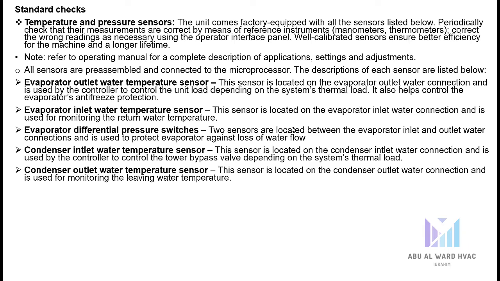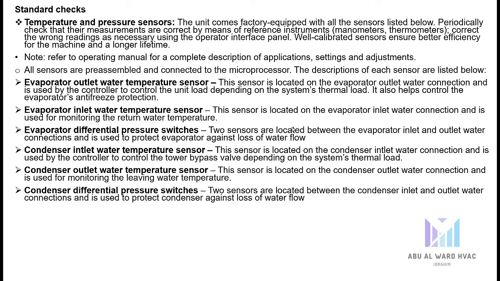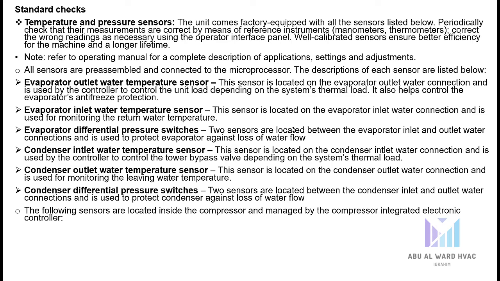We have the condenser outlet water temperature sensor. This sensor is located on the condenser outlet water connection and is used for monitoring the leaving water temperature. We have the condenser differential pressure switches. Two sensors are located between the condenser inlet and outlet water connections and are used to protect the condenser against loss of water flow. The following sensors are located inside the compressor and managed by the compressor integrated electronic controller.